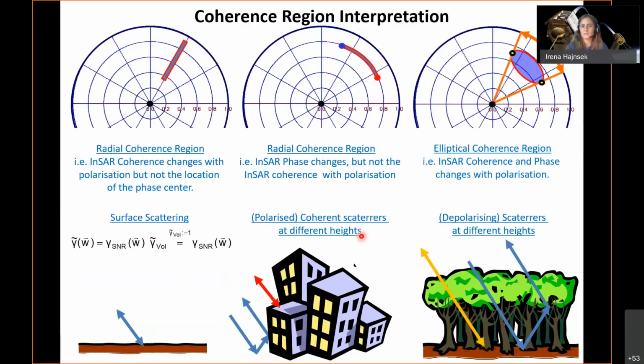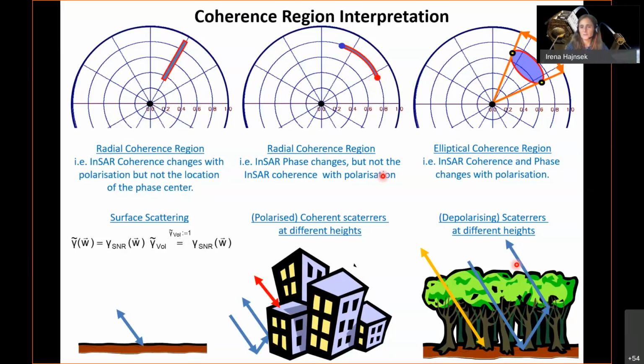For example, a point coherent scatterer at different heights. This is the situation we could have in urban areas, where we have different scattering appearing at different heights. Then what is very strongly dominant is actually the interferometric coherence itself. But here the phase has a very strong spread. So what we would have here is a very strong phase change, and the interferometric coherence would be quite stable.